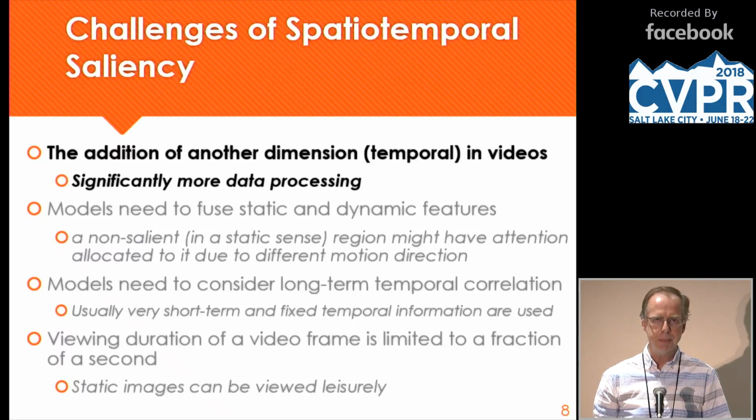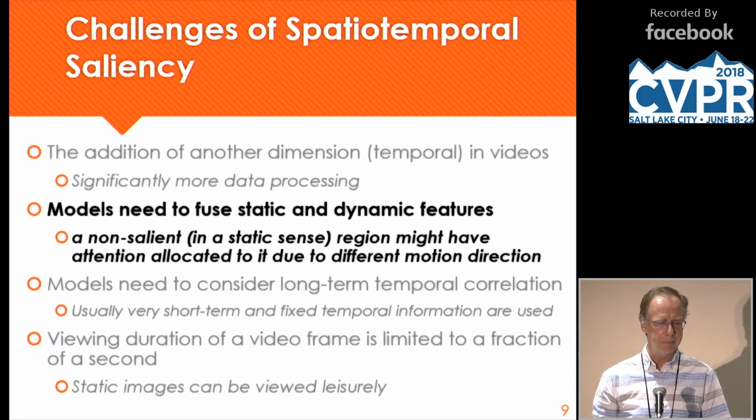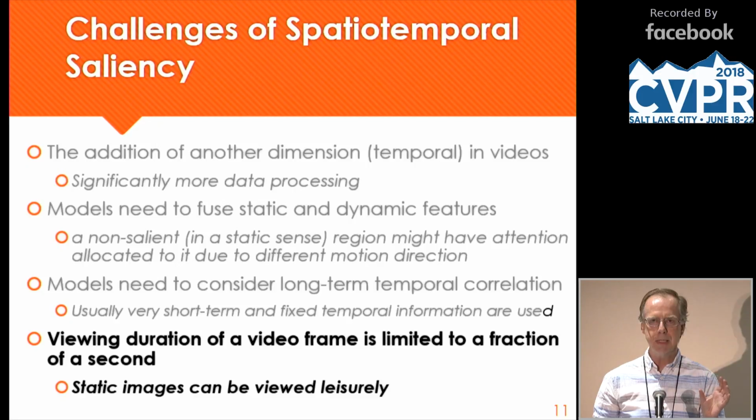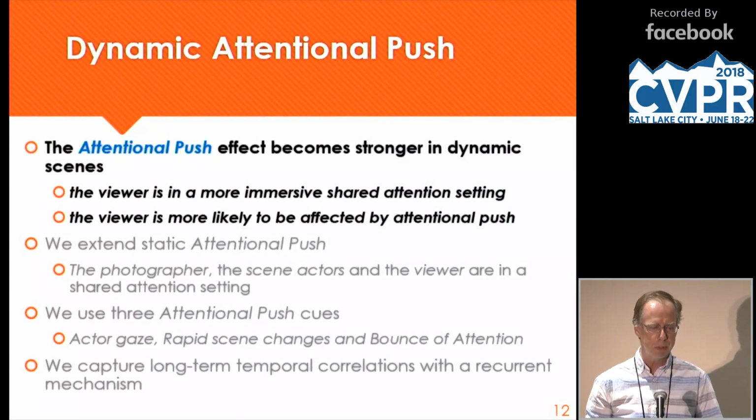There are a number of challenges when you go to spatiotemporal saliency. The usual things, you have more processing required, but we also have to worry about long-term temporal correlations. Also, when you look at a video, each video frame is only seen for a short period of time, whereas if you look at a static image, you can look at it for a long period of time. So it changes the way that humans process these frames.